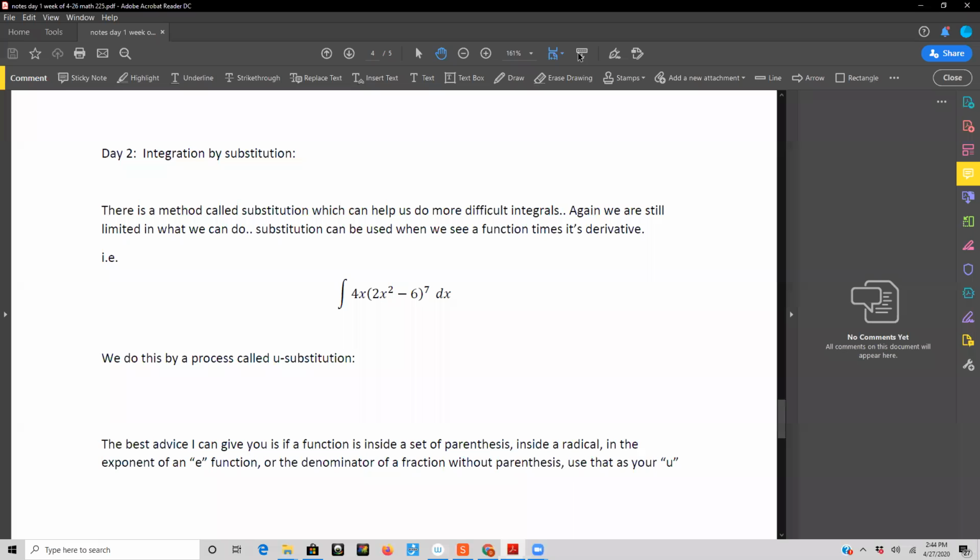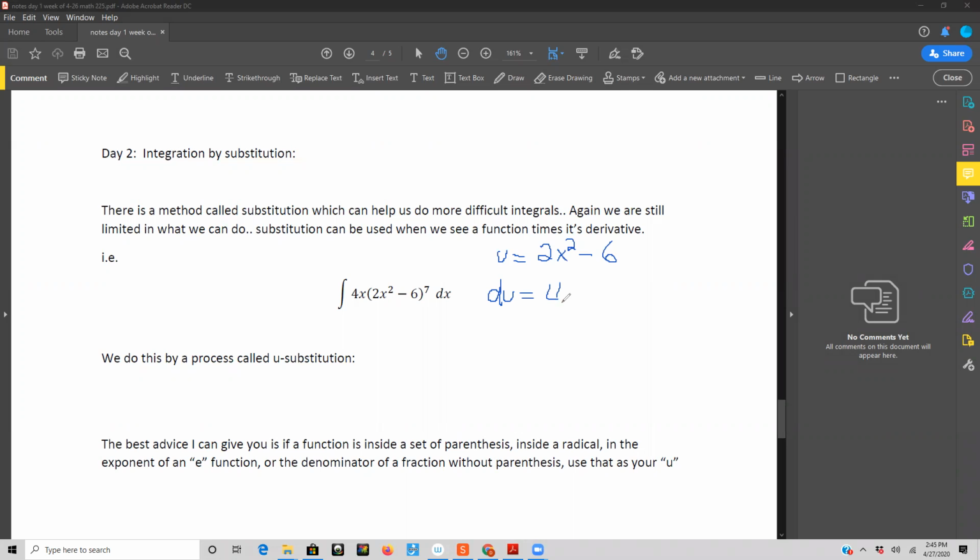Here, let's do it this way. So what you want to do with substitution: I'm going to let u be the thing inside the parentheses. So I'm just going to define a new variable u, which is 2x squared minus 6, the thing in the parentheses. And then I'm going to take its derivative and call it du. So its derivative is 4x times dx, because it's not u, it's x, so it's times dx, all right?